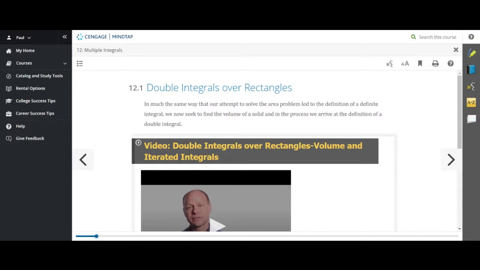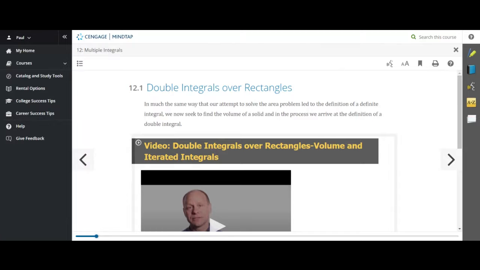Well, when we talk about double integrals over rectangles, we are not finding area, but we are computing volume. We are finding the volume underneath a function of x and y. A function of x and y is a surface, right, in three-dimensional space. So if you want to find the volume between the surface and the xy plane over a rectangular region, you would use a double integral.